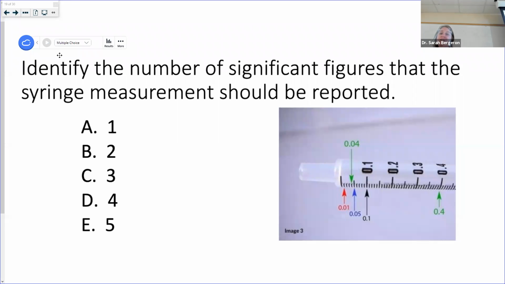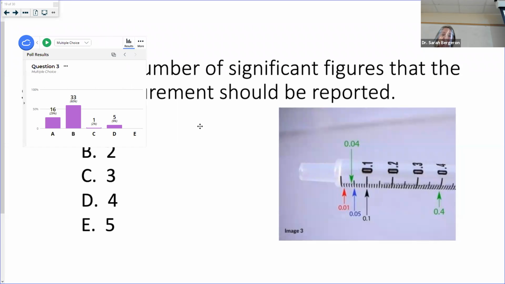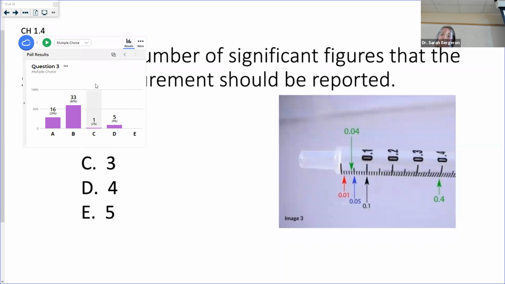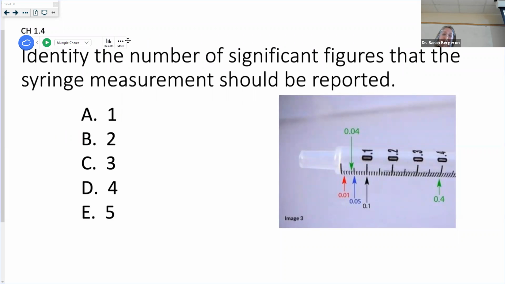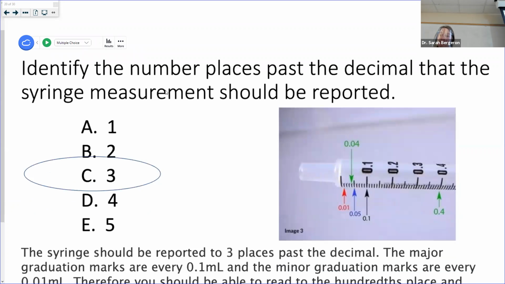All right, so what did we say? Okay, so we're split between A and B, right? We're split between A and B. So how do I do this? How do I identify it?